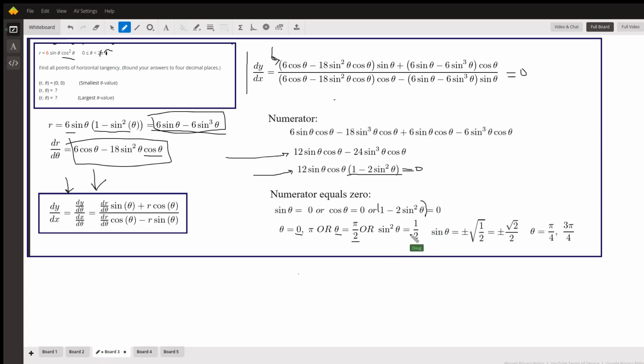And or sine squared theta equals 1/2, sine theta equals plus or minus the square root of 1/2, or radical 2 over 2. So theta equals pi over 4, 3 pi over 4, if we take the inverse sine of radical 2 over 2. If we take the inverse sine of negative radical 2 over 2, we'll be in the third and fourth quadrants. So we think that these are our candidates: 0, pi over 2, and these two guys. So let's go to the next board.